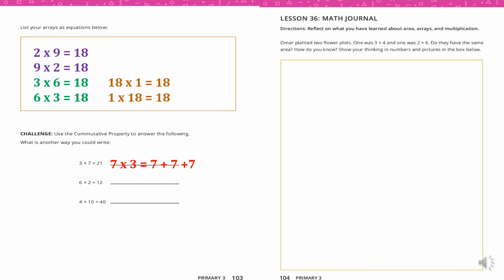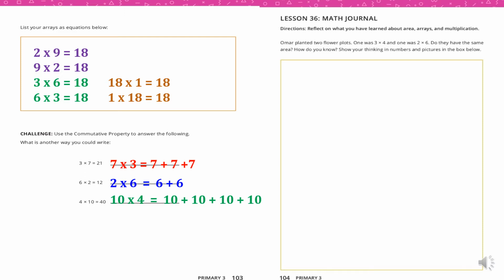Another example, we have 6 times 2 equals 12. The commutative property is 2 times 6. And the repeated addition equation is 6 plus 6. We repeated 6 2 times here. The last one, 4 times 10 equals 40. Let's have the commutative property for it. 10 times 4 equals 40. And the repeated addition is 10 plus 10 plus 10 plus 10. We have 4 tens.